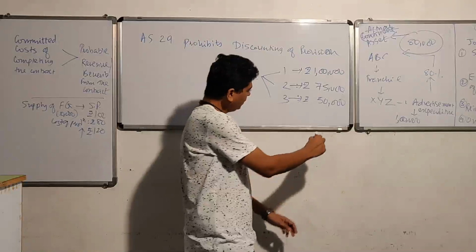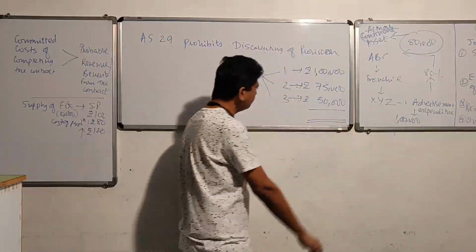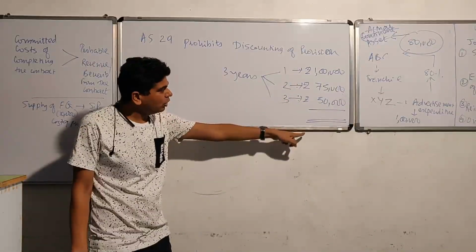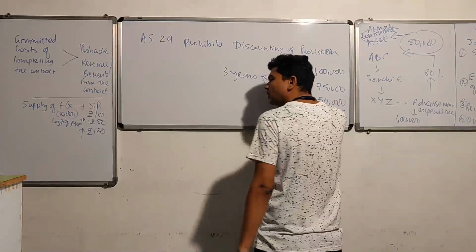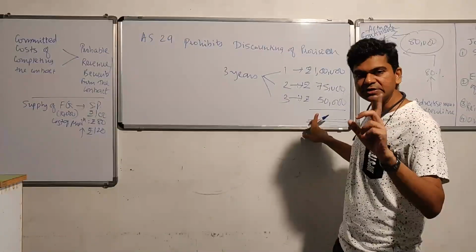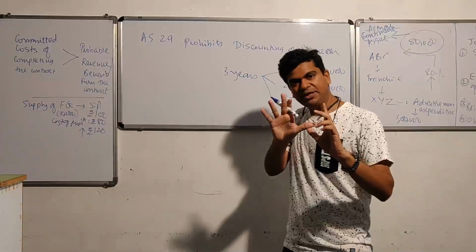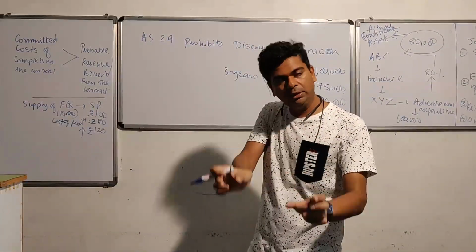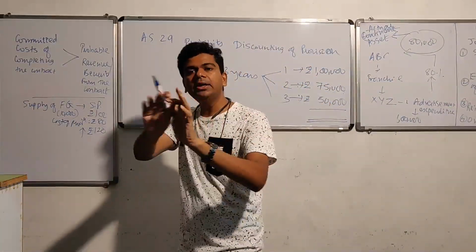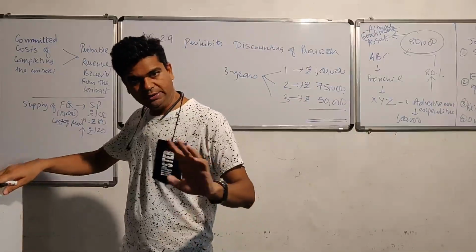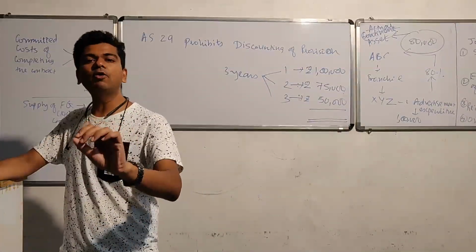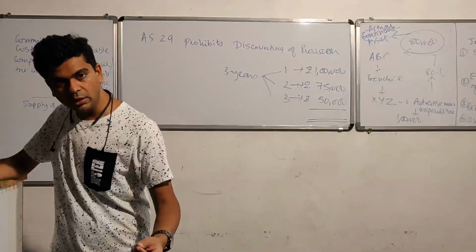AS 29 is clear, you cannot do discounting of the provision. So I have to simply take a total of this and recognize the provision. I'm not interested in the amount of the total. What I'm saying is, whatever amounts you have projected, take a total of it and debit that to your P&L. Discounting of provision is disallowed by Accounting Standard 29.